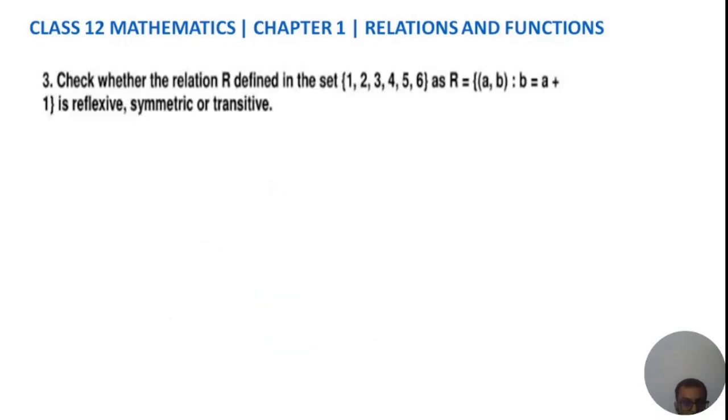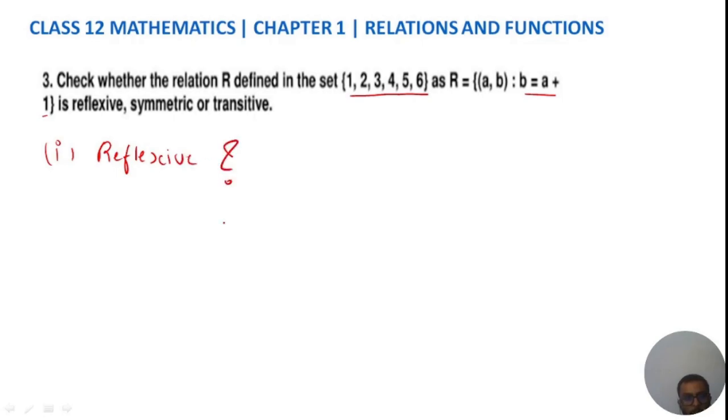So let's move to the next question. What is question 3? Check whether the relation defined in the set {1, 2, 3, 4, 5, 6}, where R is defined as having pairs (A, B) such that B equals A plus 1, is reflexive, symmetric, or transitive. We have to check whether it is reflexive, symmetric, or transitive. We did a similar question in question 1, right? But now I will try to do it in a little bit different way. So let's check first whether it is reflexive or not.